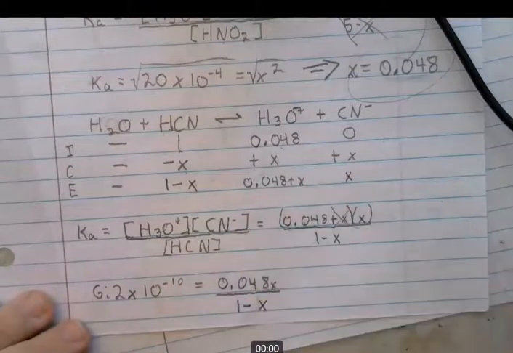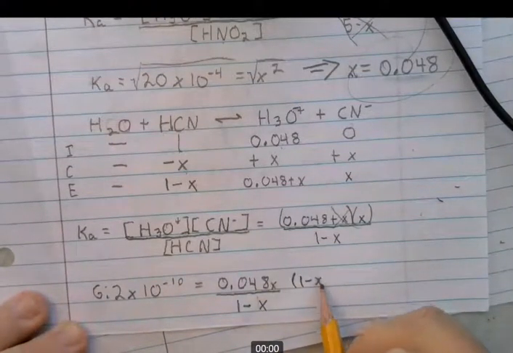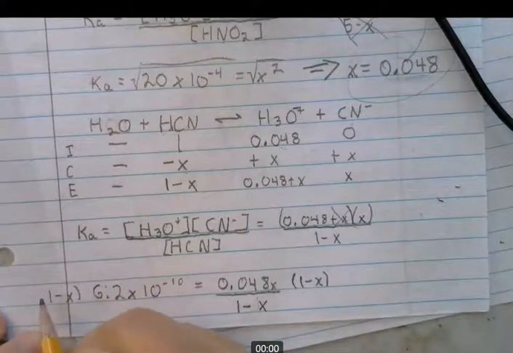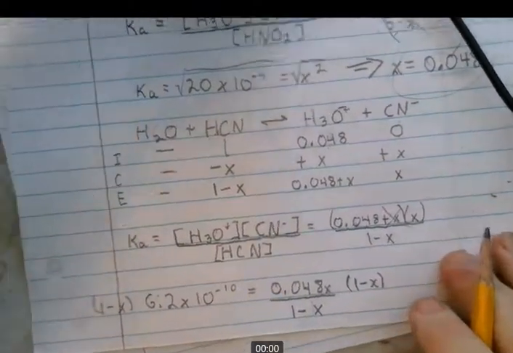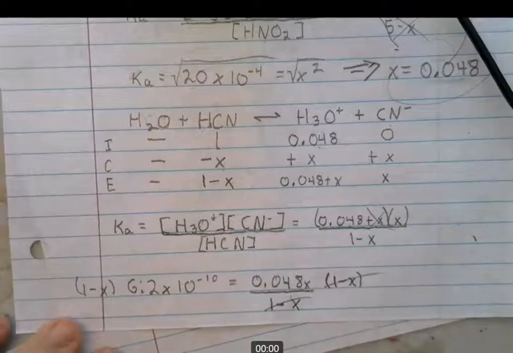Okay, so here we go. I'm going to multiply both sides, and I'm going to have to go to another piece of paper here in a second, by 1 minus x. Okay, so there you go. These two are going to cancel.